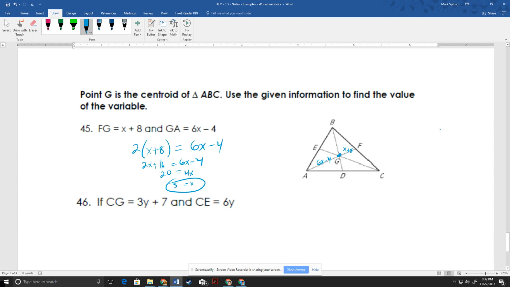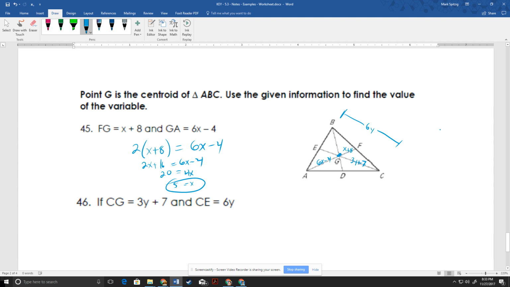All right, and now we come back here. It says CG is 3y plus 7, and CE, so the whole thing, is 6y. So what I'd say is, okay, there's a couple ways to do this, but remember that the 2/3 of this will be this. So 2/3 of the whole median will be the big piece. And you could break this down and say, if you do this over 2, it's going to be this piece, and 3 times this piece will be that. And so that is also another way.